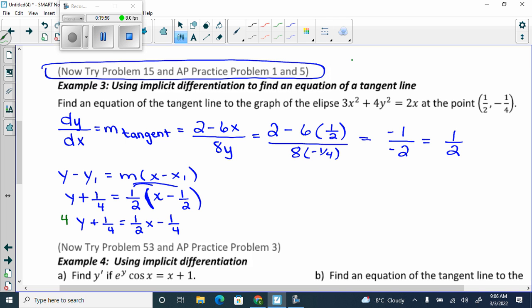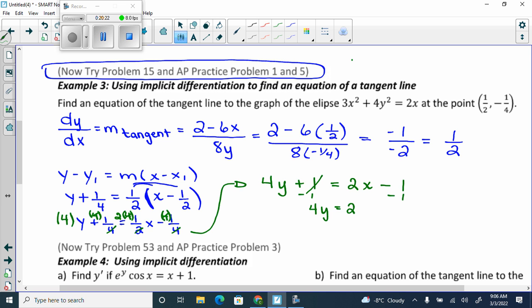So we're going to multiply by 4, multiply by 4, multiply by 4, multiply by 4. I do it to every term so you don't screw up. That one's gone, that one's gone. This one is a 2. So we would be left with 4y plus 1 equals 2x minus 1. Subtract my 1: 4y equals 2x minus 2. And then divide by 4. We're getting our fractions back.